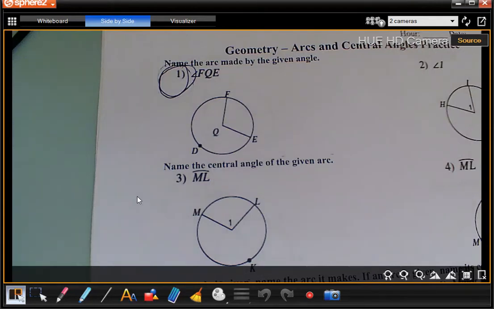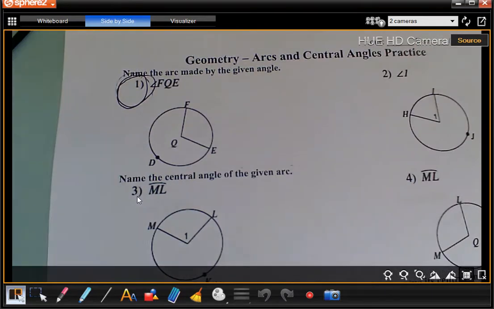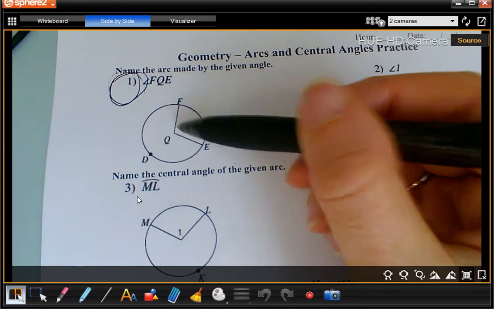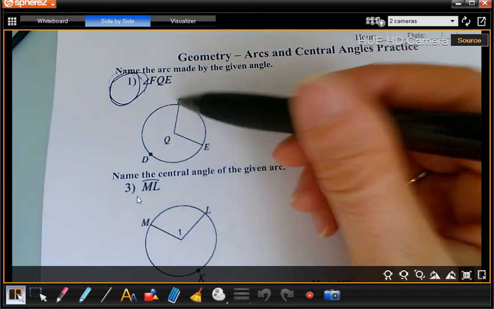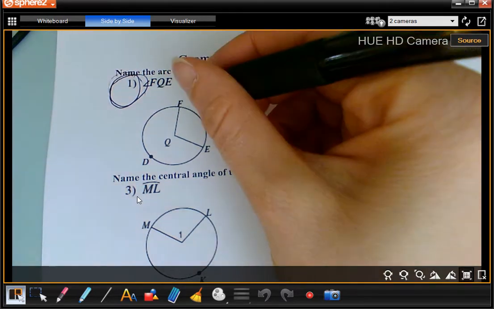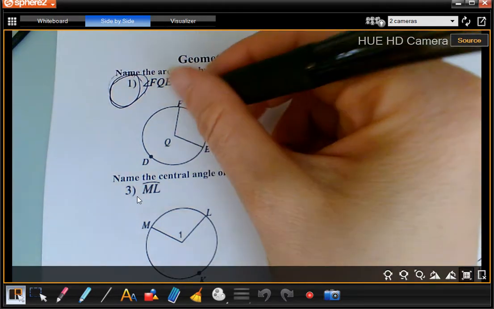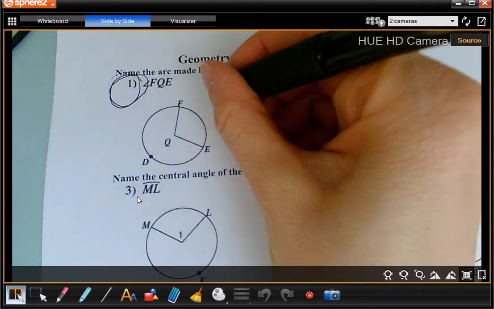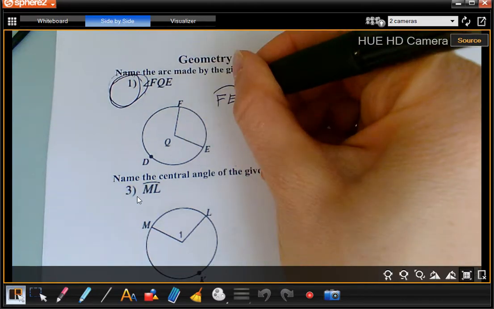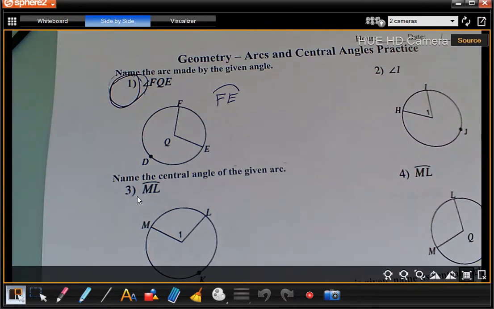Going to do some examples of arcs and central angles. So I'm just going to look at number 1 right here, which asks us to name the arc made by the given angle. So my angle is FQE. So the arc that's done by that is just FE. So pretty straightforward, simple what arc it's given you.